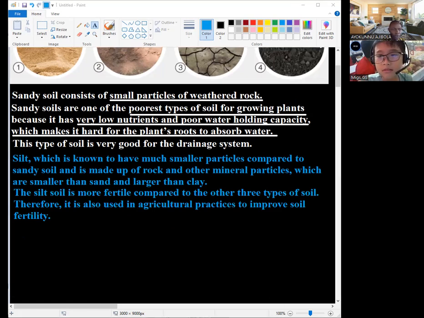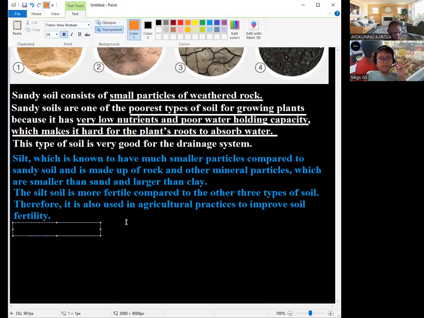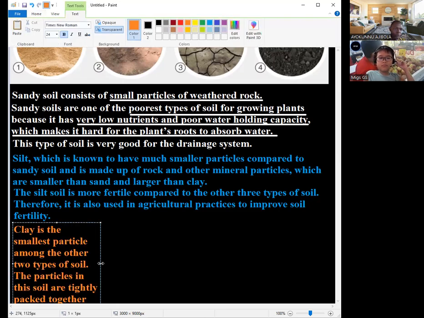Okay, the next one to talk about is the clay soil. Clay soil has the smallest particles out of the types of soil. So it's not good for planting because it does not allow water to go out at all. So it makes it difficult for plants to take water from the soil. Is that clear now? So it's not good for planting.